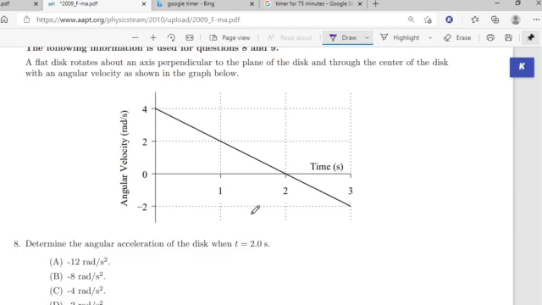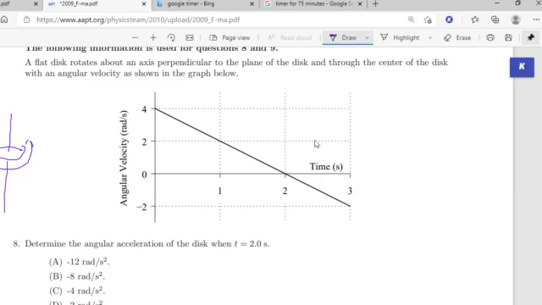A flat disk rotates about an axis perpendicular to the plane of the disk and through the center of the disk. Okay, so it looks like this, and then there's an axis like this, and it rotates. And then the angular velocity is as shown in the graph below. Determine the angular acceleration of the disk when t equals 2 seconds.